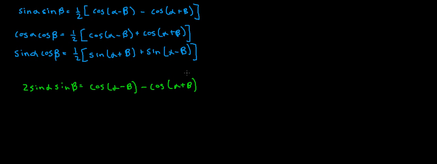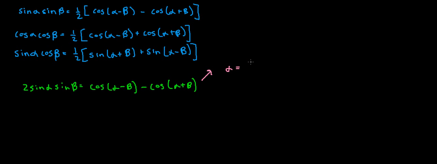So in order to get the product to sum formulas, I'm going to need to eliminate these terms. Well, I need to eliminate one of each, so I have a cosine alpha and a cosine beta, as opposed to a cosine alpha minus beta and a cosine alpha plus beta. So what I'm going to do is make this substitution.